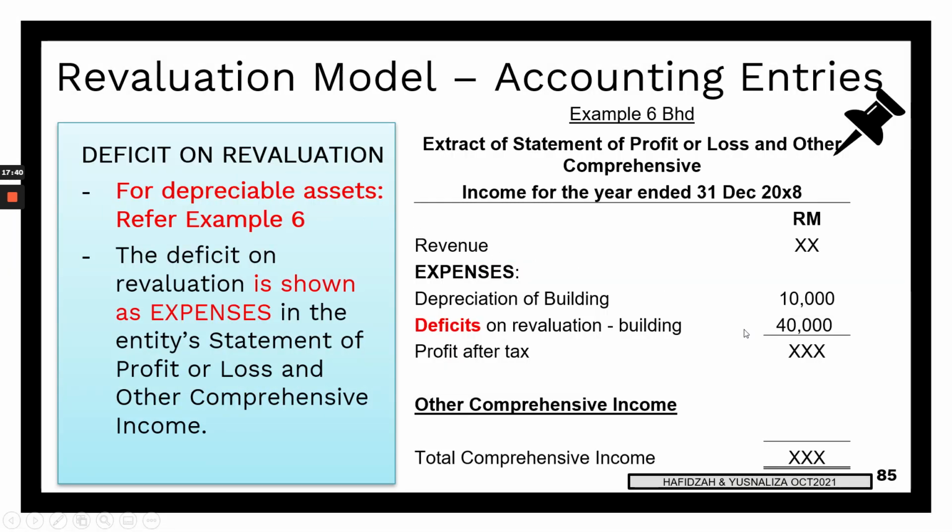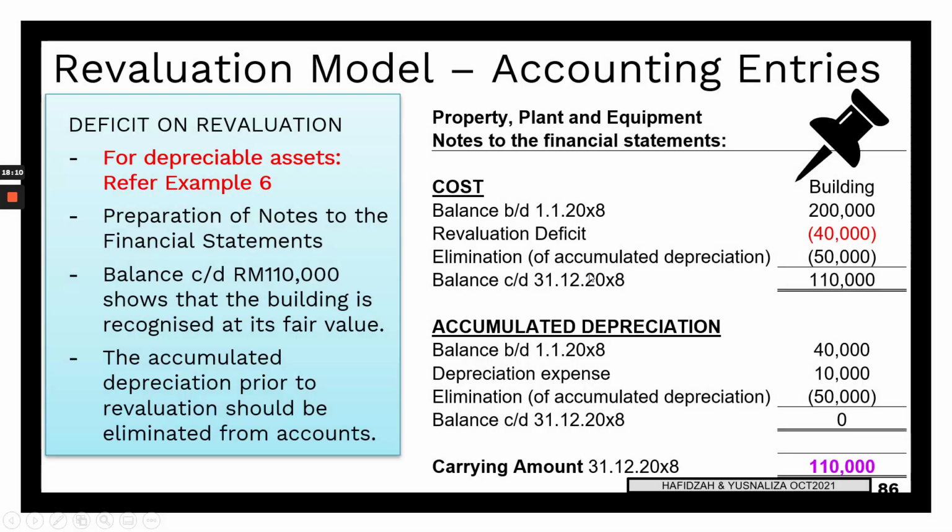This is the presentation in the statement of profit or loss. Just look at those parts here where you have depreciation and deficit, and there is nothing here under the other comprehensive income. Other comprehensive income will report the surplus. And this is again initial revaluation. So the deficit is being presented in the statement of profit or loss as part of expenses or admin expenses.